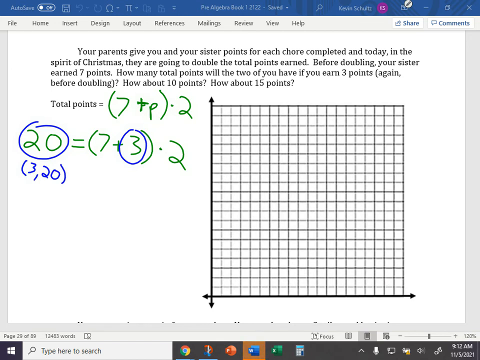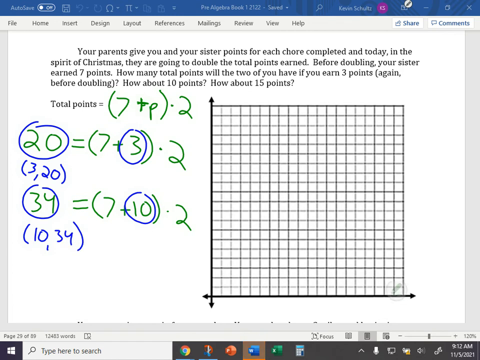Okay? The next one. How many total points are earned if you earn 10 points? Right? Look at what changed. That variable p, which represents your point total, that's what changed. Everything else stayed the same. How many total points have you earned now, you and your sister together? Liam? 34. What's the ordered pair that you're plotting on the coordinate plane for this? Not 3, 34. 10, 34, right? 10, 34.